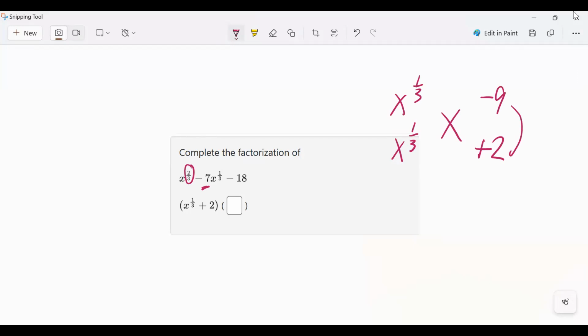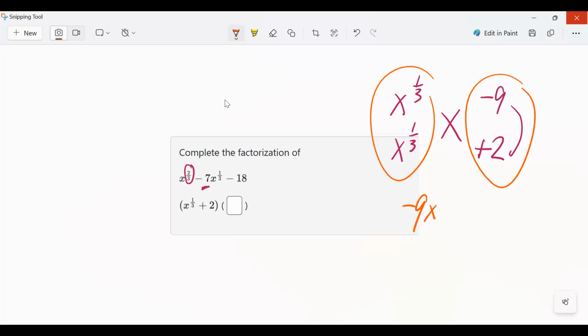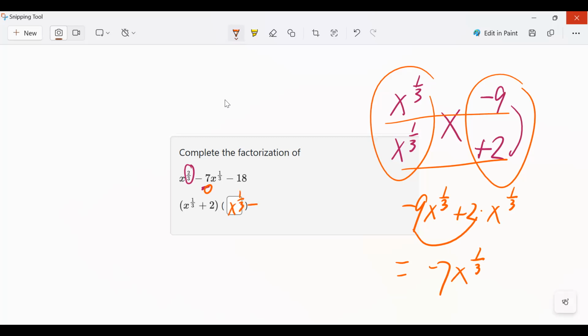There are 3 terms. This is the first term, the last term, and the middle term, which you can check by cross multiplying. So -9 times x to the 1/3 plus 2 times x to the 1/3. Combine them, you get -7 x to the 1/3, which matches the middle term. So now we get 2 factors: x to the 1/3 plus 2, and x to the 1/3 minus 9.